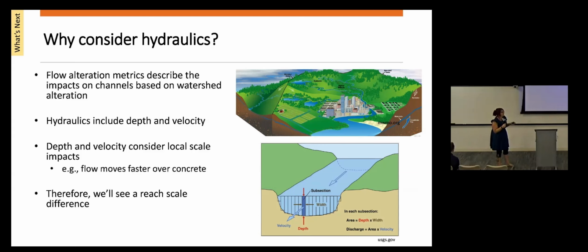For example, flow is going to move much faster over concrete, and it's going to be shallower than over a natural substrate. That's what's really going to be affecting biological condition. So that's definitely where we want to aim, so we get a reach scale difference rather than just a watershed difference.